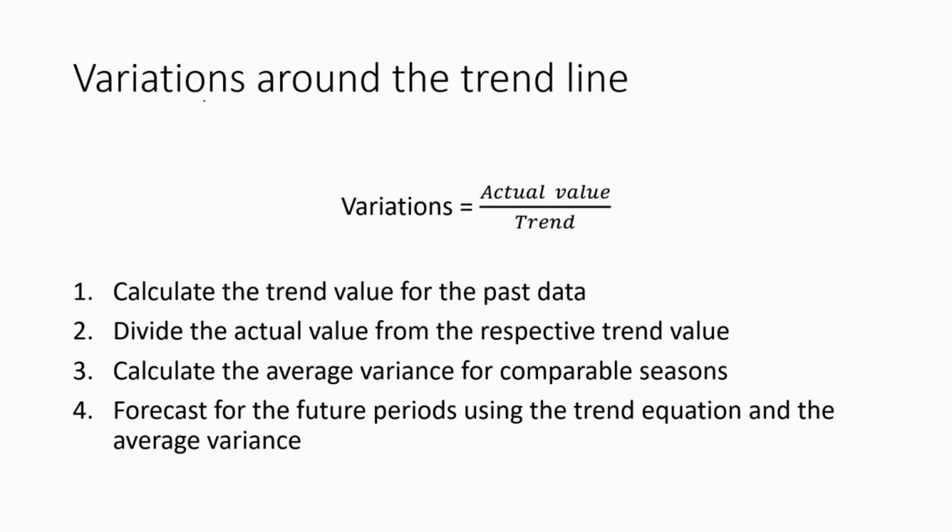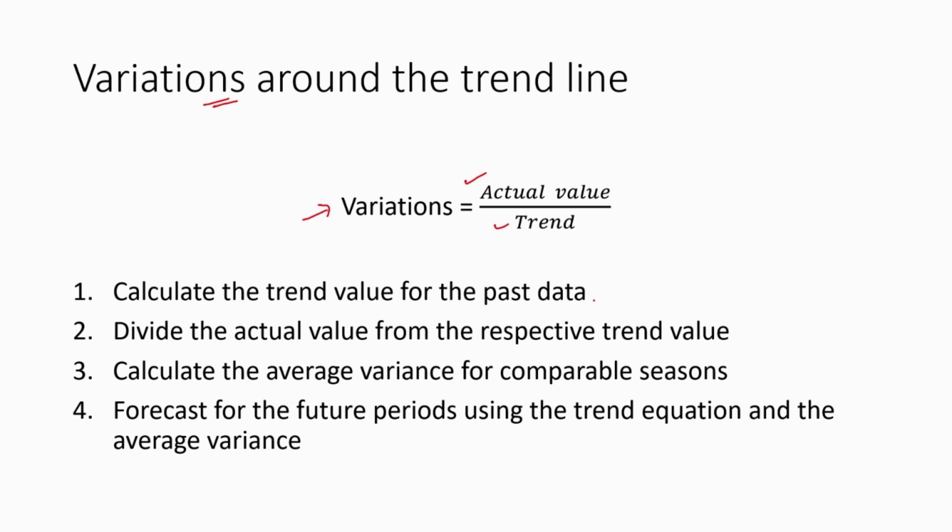Now that we found the trend line for the data sets, let's discuss the variations around the trend line. This is the formula to find the variations around the trend line. Actual value divided by the trend for the respective time period. The trend line is a straight line which is equivalent to the average for the actual values. Now what we are going to do is adjust the trend line for the actual values because there are seasonal variations.